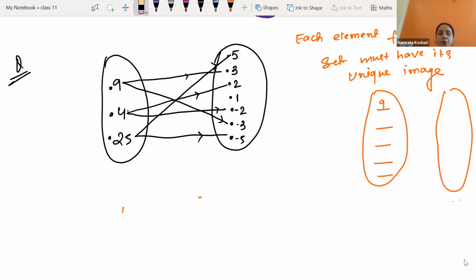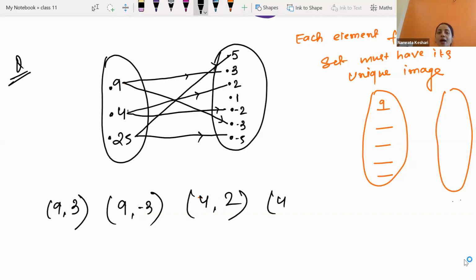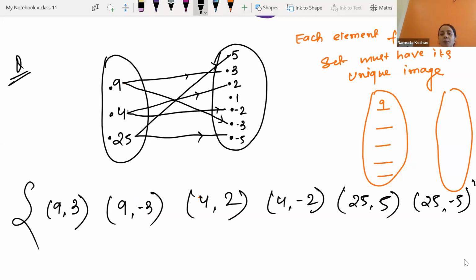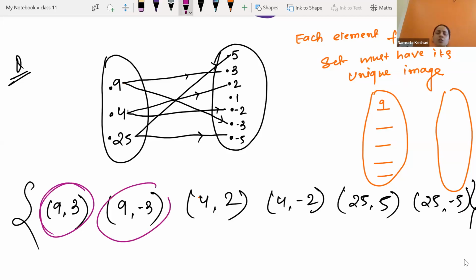Unique means what? You have the ordered pair 9 comma 3, you have the ordered pair 9 comma minus 3, you have the ordered pair 4 comma 2, you have the ordered pair 4 comma minus 2, you have the ordered pair 25 comma 5, you have the ordered pair 25 comma minus 5. Here two distinct ordered pairs. Distinct means different ordered pairs. This ordered pair and this ordered pair are completely different. Two distinct ordered pairs cannot have the same first element.